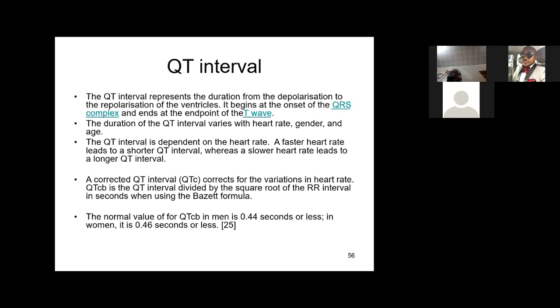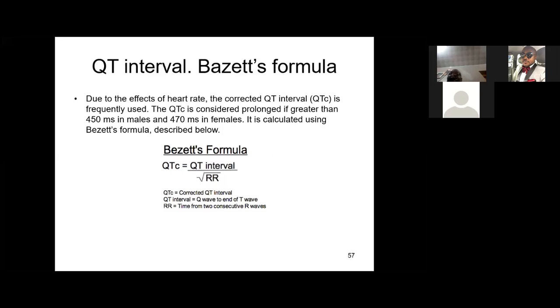So the corrected QT interval corrects for variations in the heart rate. The corrected QT interval is the QT interval divided by the square root of the RR interval in seconds when using Bazett's formula. In men, it's 0.44 seconds, and in women, it's 0.46 seconds. And this is Bazett's formula again. Corrected QTc is equal to the QT interval, from the Q wave to the end of the T wave, divided by the square root of the time between 2 consecutive R waves.